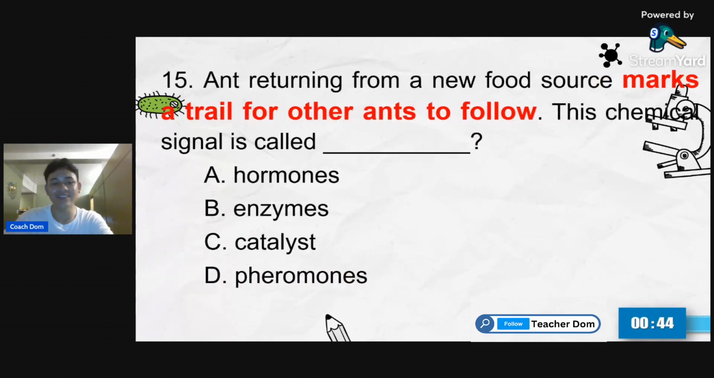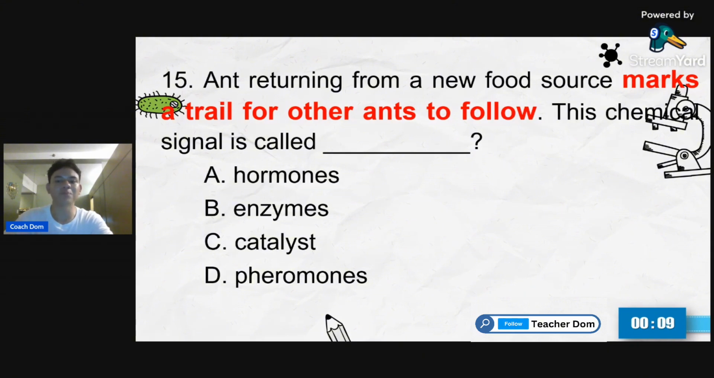Question 15. An ant returning from a new food source marks a trail for other ants to follow. This chemical signal is called: A, hormones, B, enzymes, C, catalyst, or D, pheromones. If na-observe niyo po, if nakakita na po kayo ng mga ants na marami, they will follow the same direction. Yung mga ants po natin, wala po silang mata, but they have antennae.